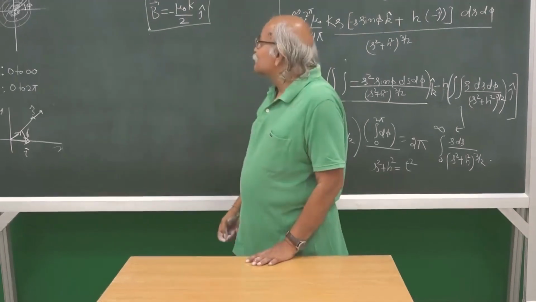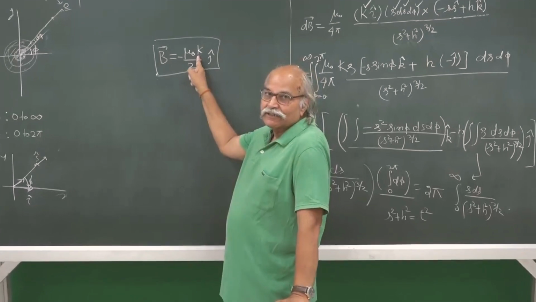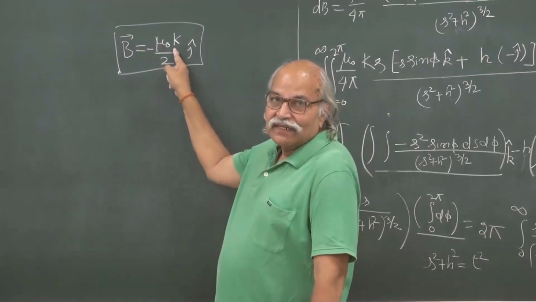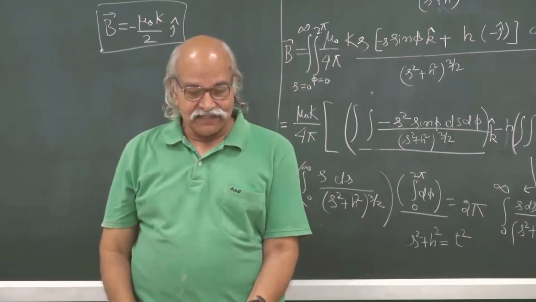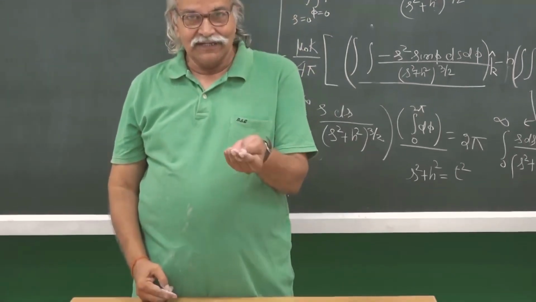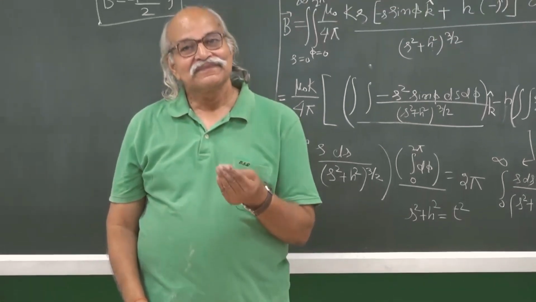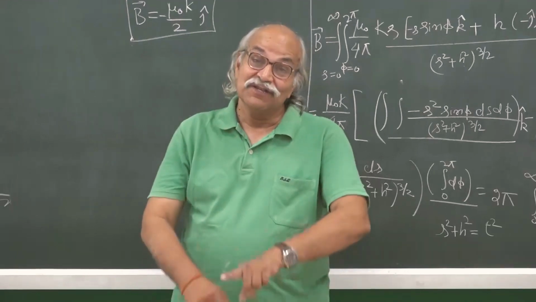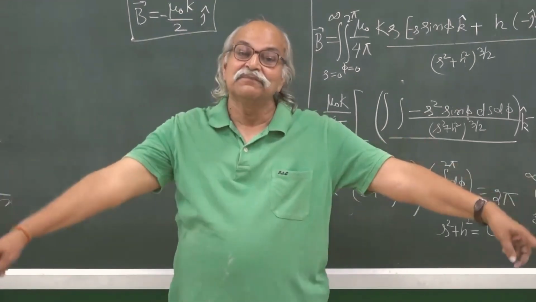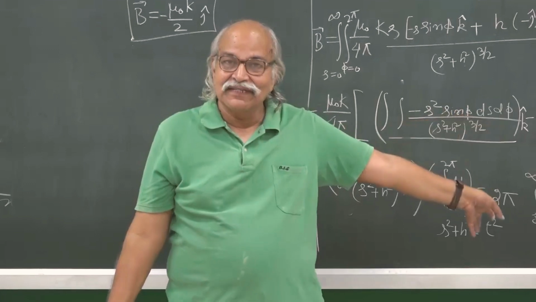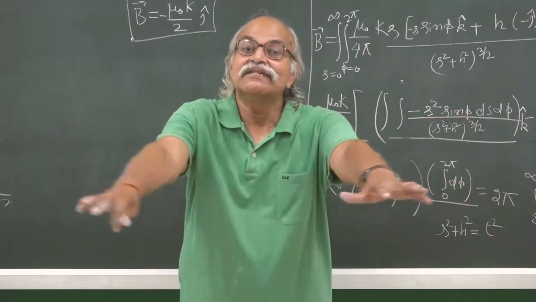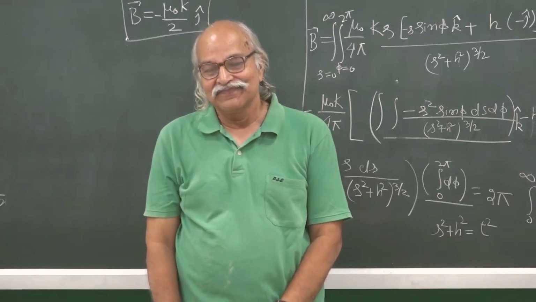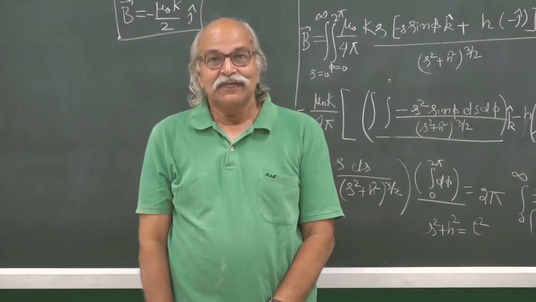The other thing is that it is independent of H. The H does not appear in the final expression. So, whether I ask for the magnetic field here or here or here, it is independent of the distance from this plane. And this is because we have done this calculation, this mathematics, assuming infinite spread of this current in the xy plane. Normally it will not be there.